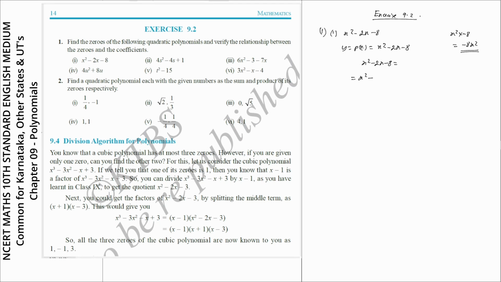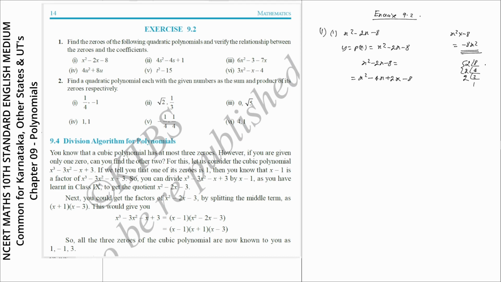So minus 2x I can split as minus 4x plus 2x. How did I get that? So 8, if I factorize, 2 4s are 8, 2 2s are 4, then 2 1s are 2. Now 2 into 2 is 4, 4 into 2 is 8. So therefore I'll take minus 4x plus 2x. If I add, I'll get minus 2x only, but if I multiply, I'll get minus 8x square. That way I should write.